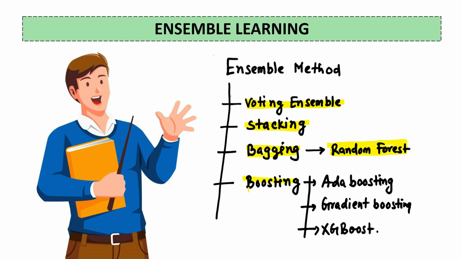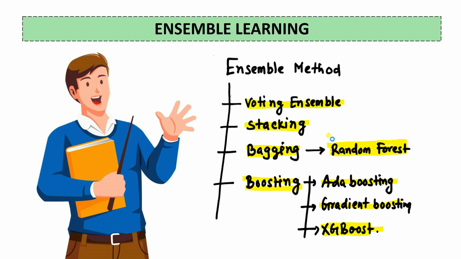And third, you have the most favorite one. It's called boosting. Okay, so you have three algorithms: AdaBoost, gradient boosting, and XGBoost. XGBoost is most popular in Kaggle competitions because using this one, we can get so much accuracy. Okay, so those are the types that I'm going to be discussing later on.